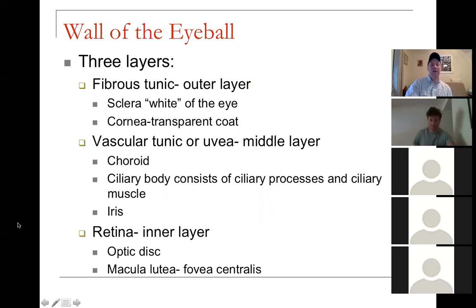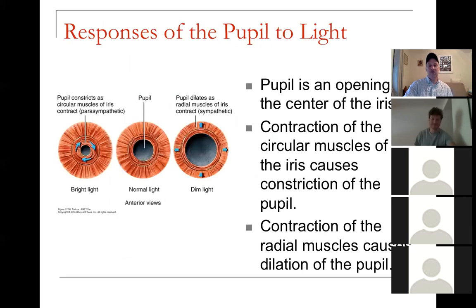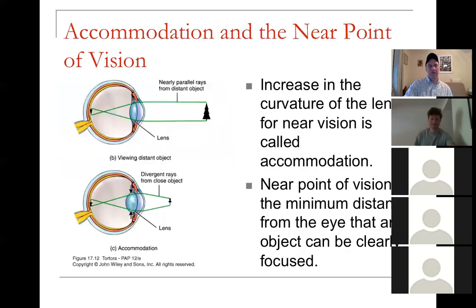Number three, that retina itself actually has specific areas inside of it. I don't really care about optic disc or macula lutea, which is the fovea centralis, the highest point of clear vision inside of your eye. Who cares? What you need to know is how this thing works. It's a combination of vision. Images that you're looking at are actually turned upside down and backwards. Well, at least in this case, upside down.